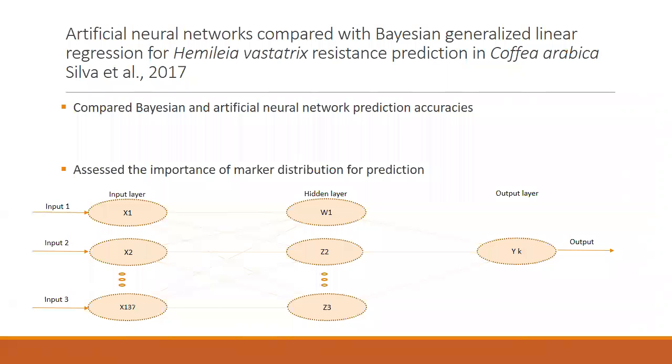The final case study explores the use of artificial intelligence versus Bayesian models in predicting Hemileia vastatrix resistance in Coffea arabica. One downfall of BLUP or Bayesian models is their inadequacy for determining disease resistance characterized by categorical variables. To overcome the pitfall of Bayesian networks, Silva et al. developed a simple neural network containing one hidden layer related to 137 molecular markers, directly correlated to resistance.